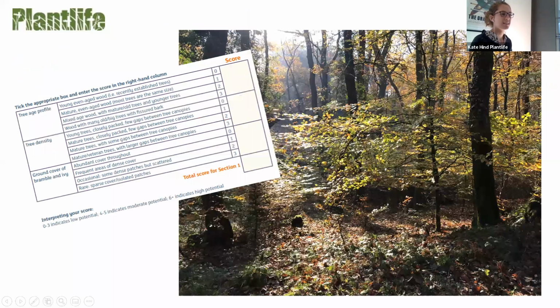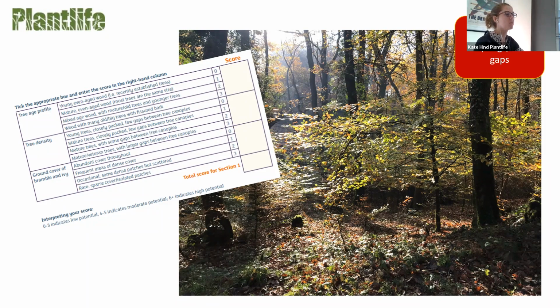The next one is the same photo Alison used of beech woodland. This is on the Quantocks. You can see that the trees are quite closely packed together. There aren't a lot of gaps coming through the canopy, and the floor is covered in brambles. Walking through, you get scratched to bits as you wander through. So this potentially would score quite low on this section of the survey. There are also lots of saplings coming through.